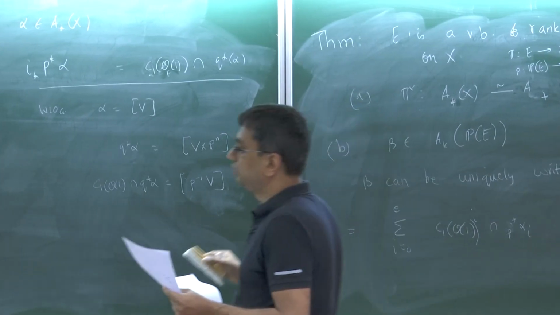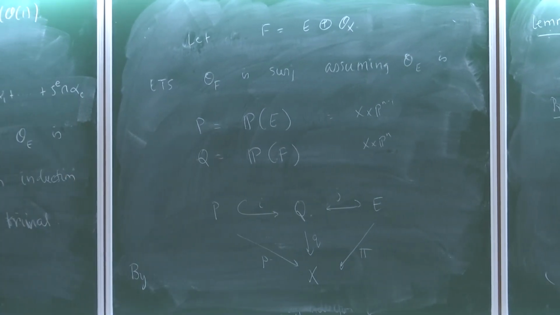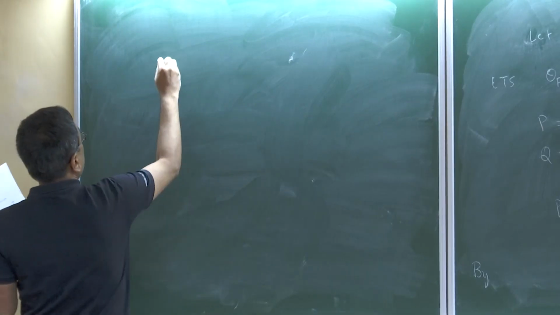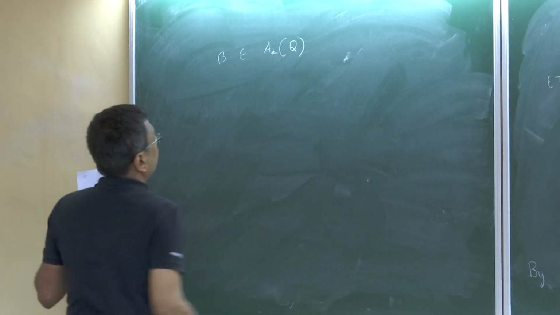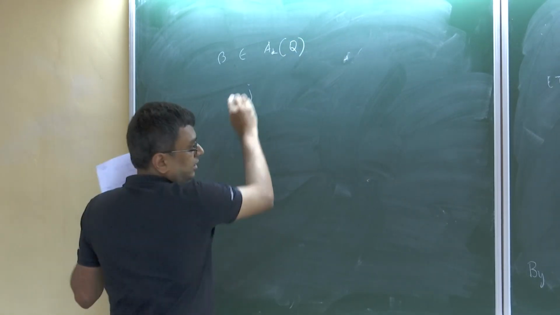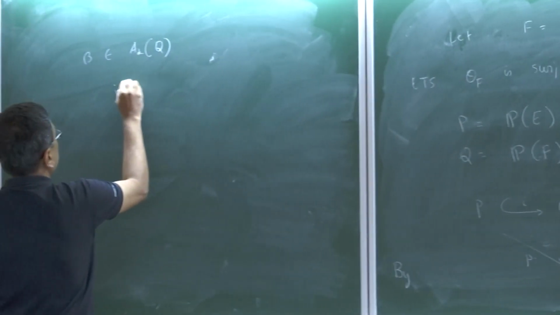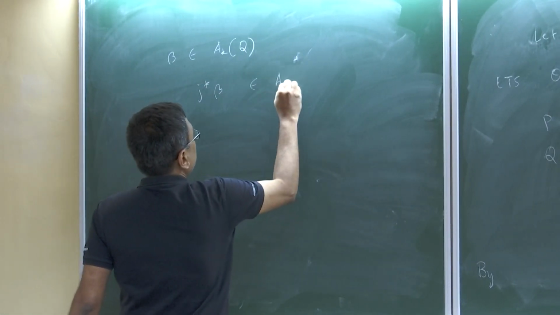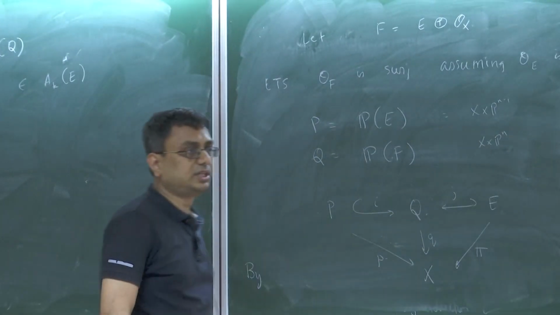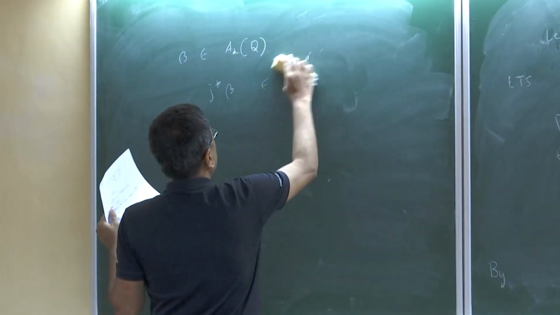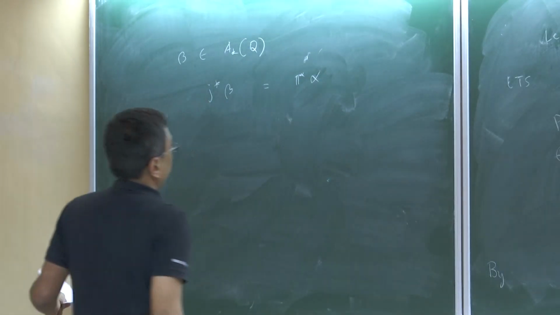This surjectivity we already know that pi upper star is surjective from X to E. The proof will be completed in Nitin's lectures. So let's take a class beta in A star of Q. Then I know that J upper star of beta is a class on E. I know that any class on E is a pullback from X because pi upper star is surjective, right? So therefore this J star of beta is equal to pi upper star of alpha for some class alpha.